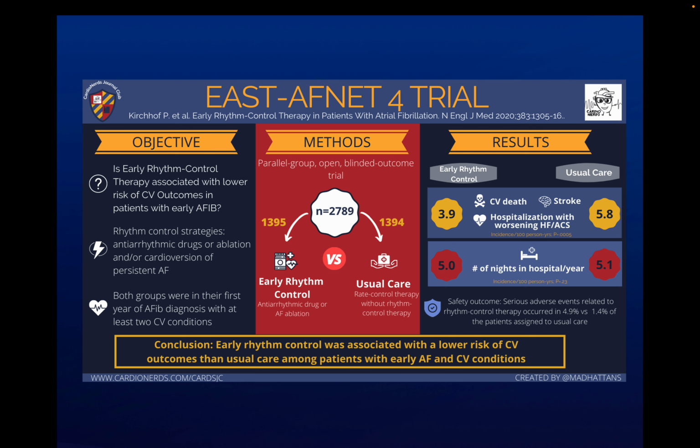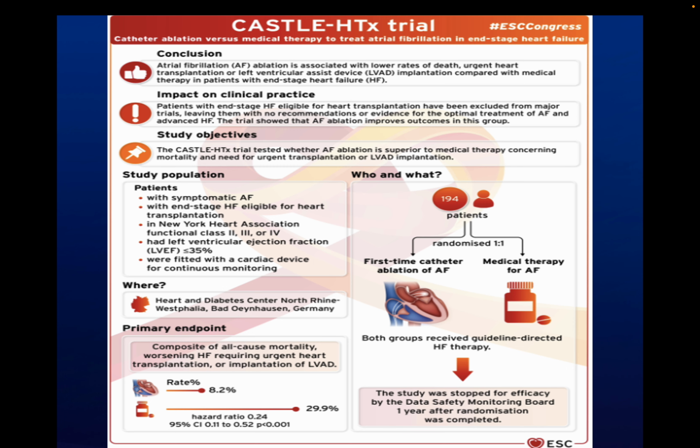Here, rhythm control strategy was mainly antiarrhythmic drugs or ablation and or cardioversion of persistent atrial fibrillation. Both the groups were in the first year of AFib diagnosis with at least two conditions which were contributory to cardiovascular morbidity. So, in patients who had previous cardiovascular comorbid conditions, sinus rhythm maintenance had value.